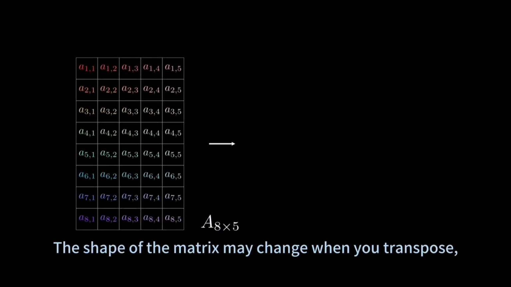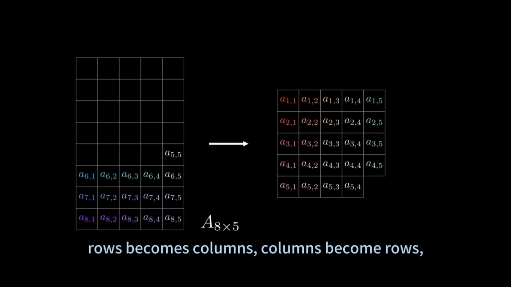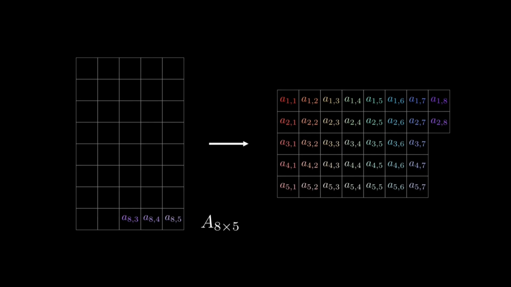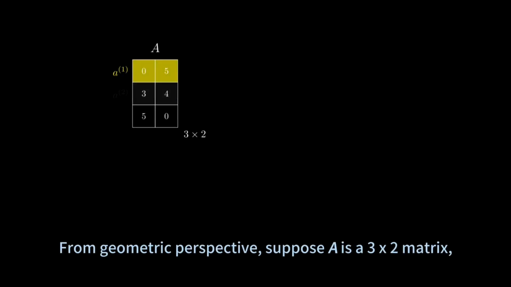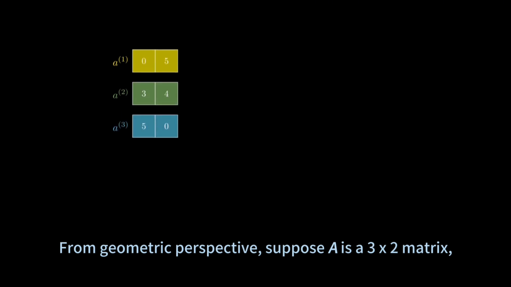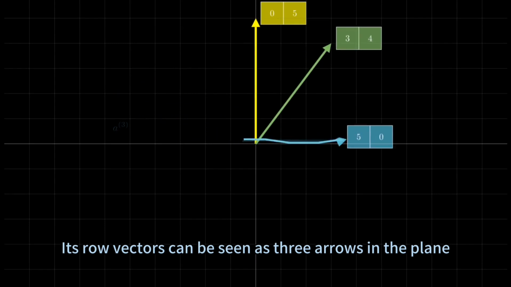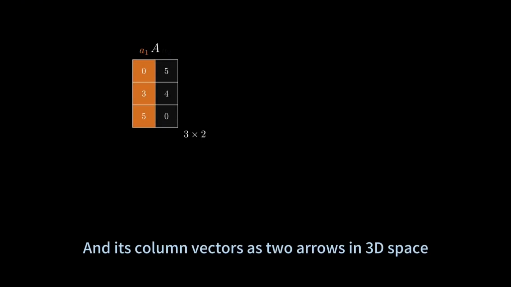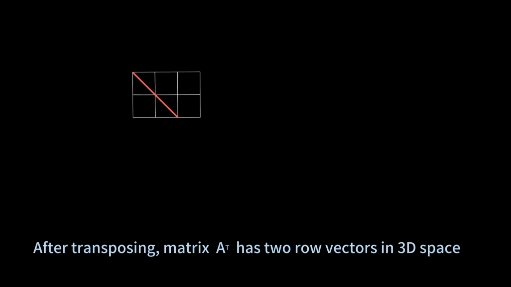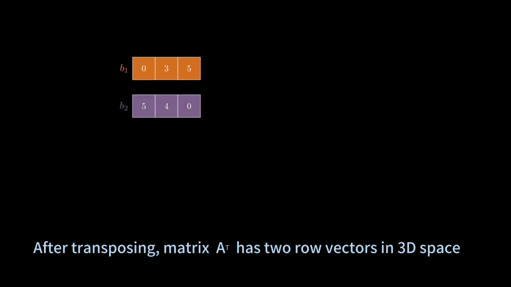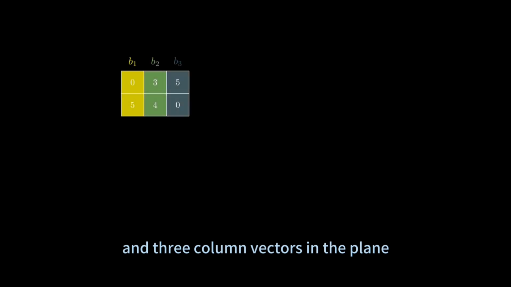The shape of the matrix may change when you transpose, but the rule stays the same. Rows become columns, columns become rows, and all relative positions stay intact. From a geometric perspective, suppose A is a 3 times 2 matrix. Its row vectors can be seen as 3 arrows in the plane, and its column vectors as 2 arrows in 3-dimensional space. After transposing, matrix A transpose has 2 row vectors in 3D space, and 3 column vectors in the plane.